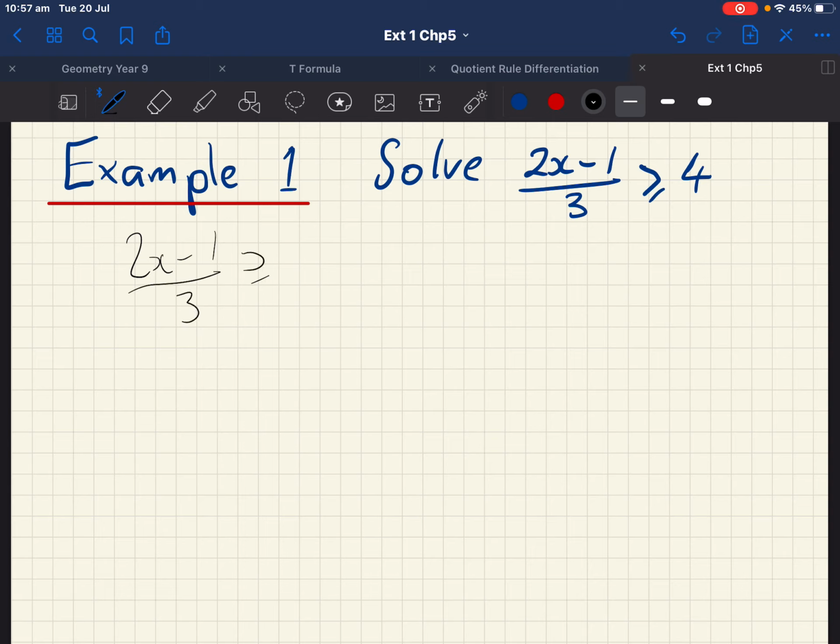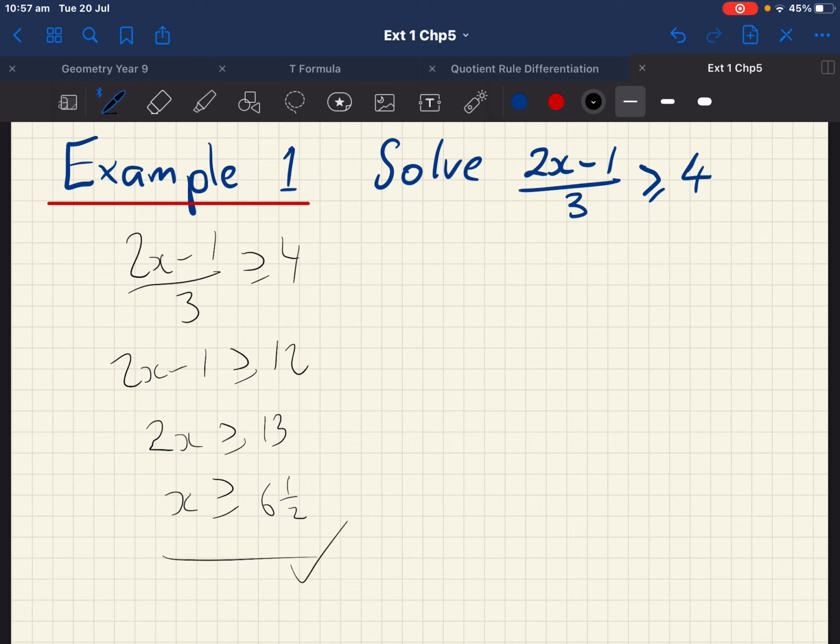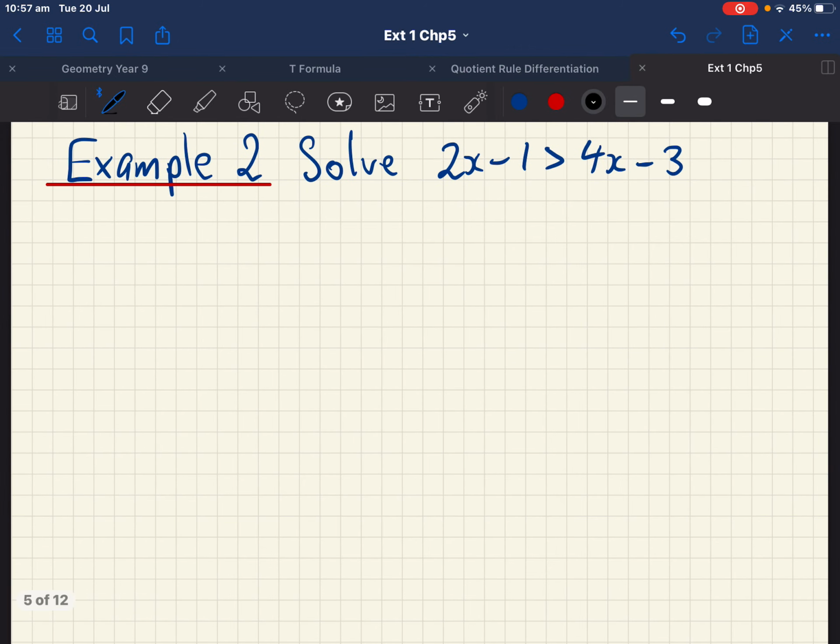The idea is, just go ahead and solve using your normal steps, multiplying by 3. Next step, we're now going to add 1 to both sides. And finally, divide by 2. In this case, at no point have we had to times or divide by a negative, so that inequality remained greater than or equal to the whole way through, and you end up with the solution. On to our next example.